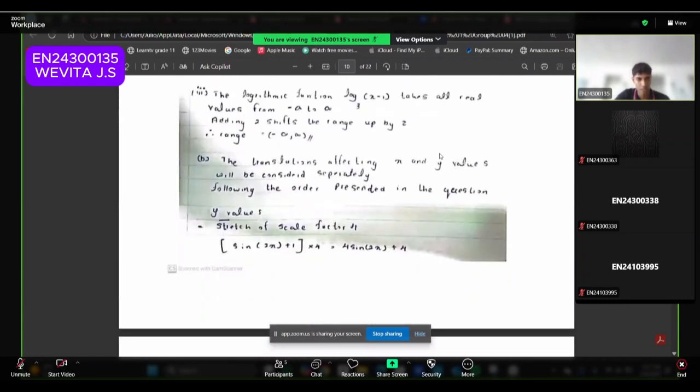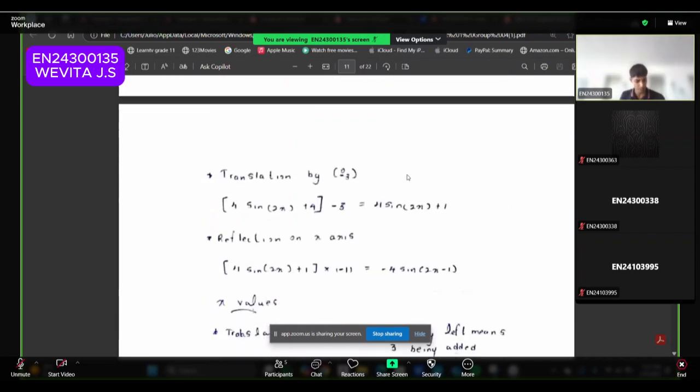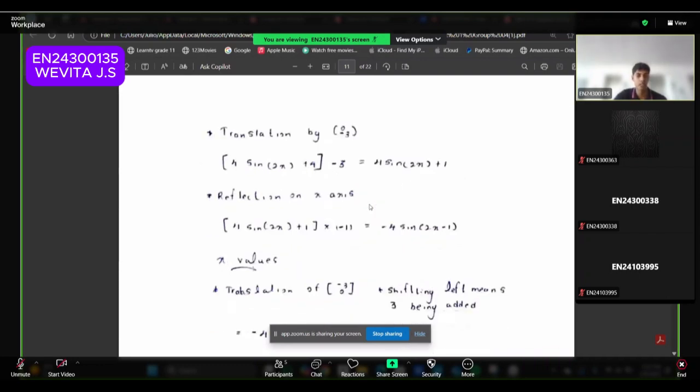The second question is a translation of a sine function. So I'll be going through the y value differences and the x value differences accordingly. Y value first. First, I'll be stretching the graph by a scale factor of 4. Therefore, I'll be multiplying by 4, and then I'll be shifting it 3 units down, and therefore I'll be subtracting 3, and then reflecting across the x-axis.